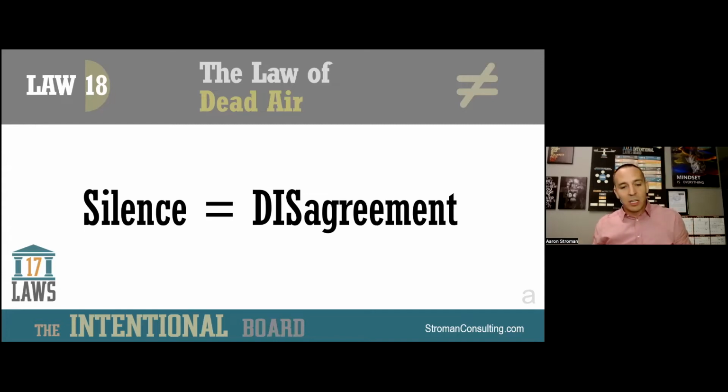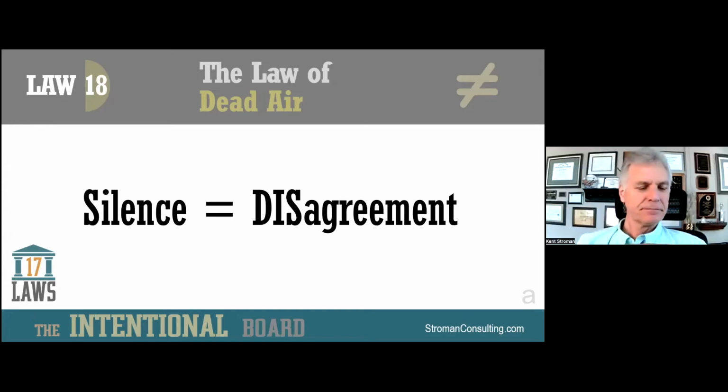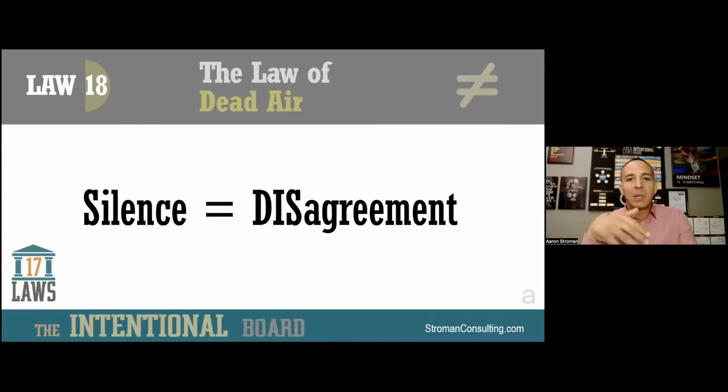Silence equals disagreement. And what do you mean by that, Aaron? Yeah, so let me unpack this. A lot of times in a meeting, there might be an agenda item or a topic come up, and maybe there's two people that are verbal about it. One's for it, one's against it, and everyone else is silent. It's easy to interpret that silence as some sort of agreement or consensus.